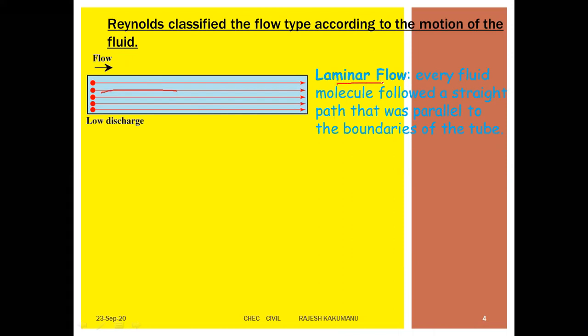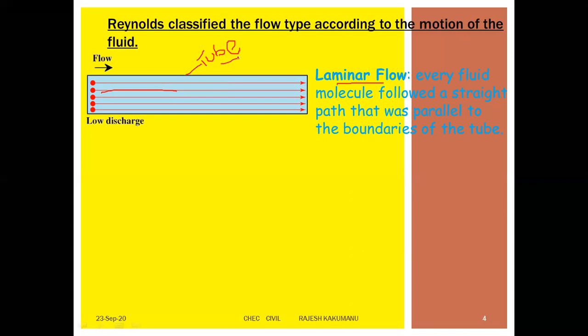Every fluid molecule follows a straight line path that is parallel to the boundaries of the tube. So if this is the boundary of a circular tube, the path of the fluid is parallel to the boundaries of the tube, and every molecule is moving towards one straight side. Then this type is known as laminar flow.